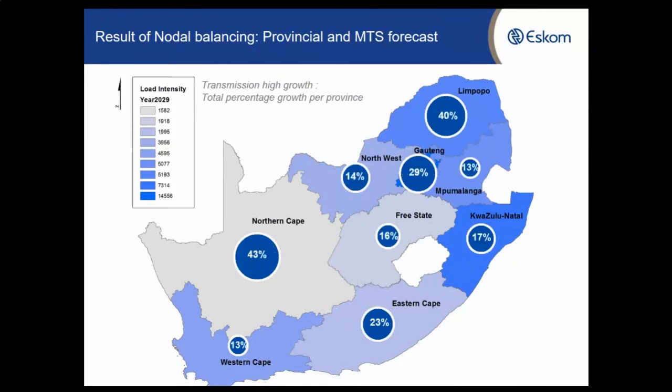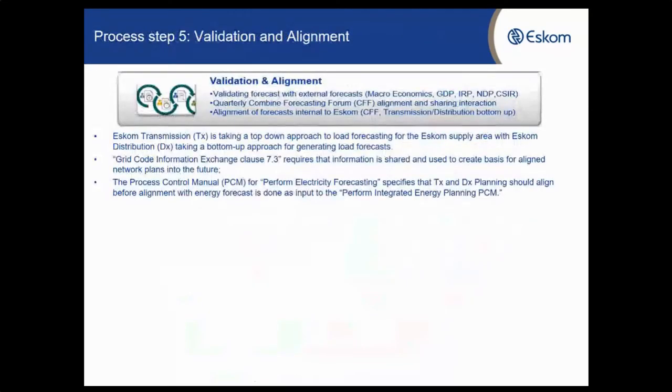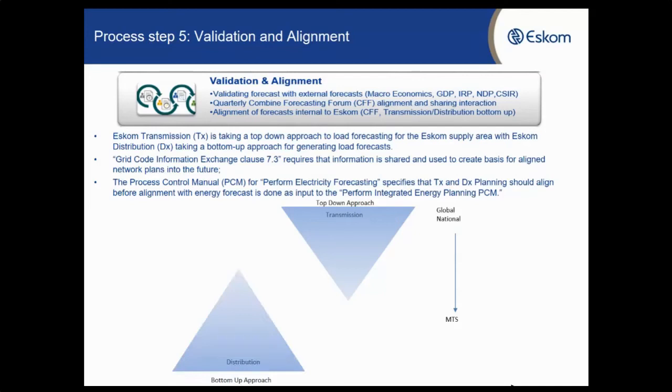This is where we go over to our alignment phase, which is the fifth step in our process, our validation and alignment. As I said previously, we take a top-down approach, and then we need to make sure that we align with what is happening in the rest of Eskom, as well as with the bottom-up from the distribution side. So transmission takes it top down: we look at global, then national, and bring it down to MTS level, whereas distribution takes it all the way up from the distribution substations or customers to MTS level.